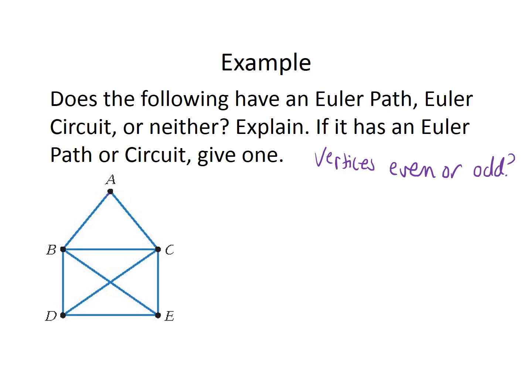So let's go ahead and list the degrees. This has degree 2, so that's even. 1, 2, 3, 4. That has degree 4, so that's even. 1, 2, 3. That's odd. 1, 2, 3. That's odd. 1, 2, 3, 4. That's even. And remember that even though these cross right here, there's not a labeled vertex there, so there's not a vertex there. So if you notice here, this one has exactly 2 odd vertices.